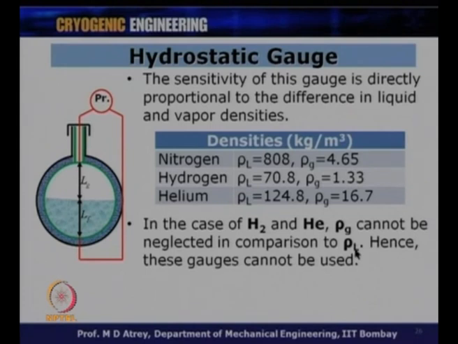So, the assumption we had, that rho G is very, very small as compared to rho L, does not hold good for hydrogen and helium. Hence, these gauges cannot be used for hydrogen and helium, but of course, they can be used for nitrogen.